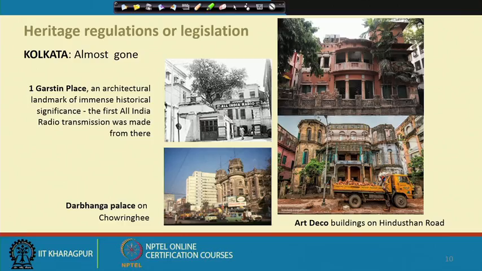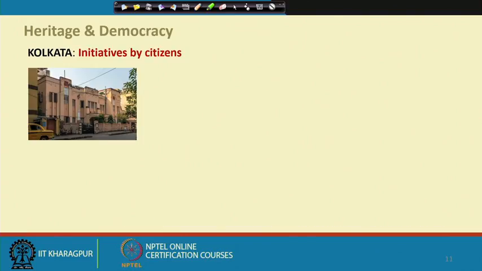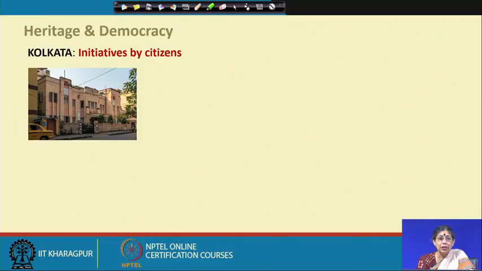So, heritage economics is a very important part, and there comes the role of voluntary organizations apart from the rules and regulations. In this way, there are initiatives by the citizens. We will just see how these NGOs and voluntary organizations are playing a part. So, these are the parts of South Calcutta with the Art Deco buildings.